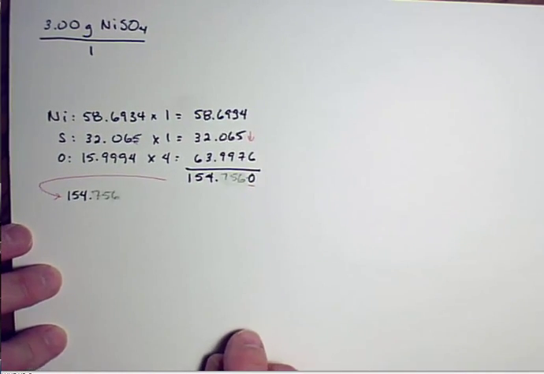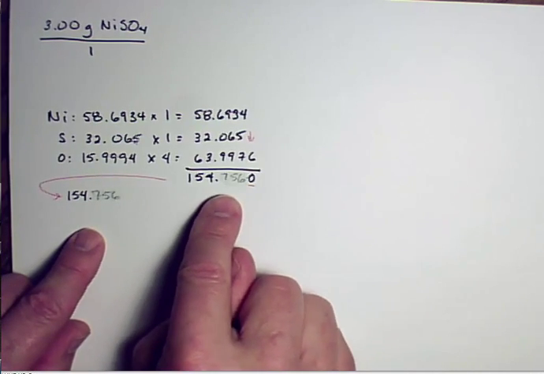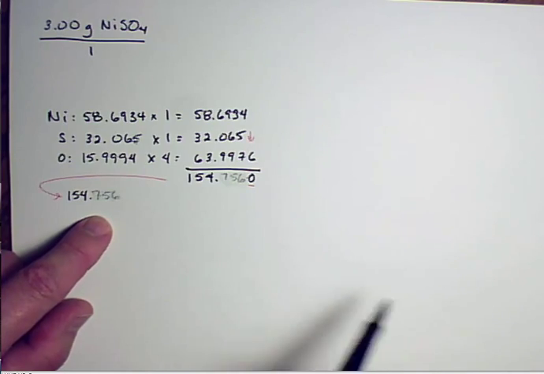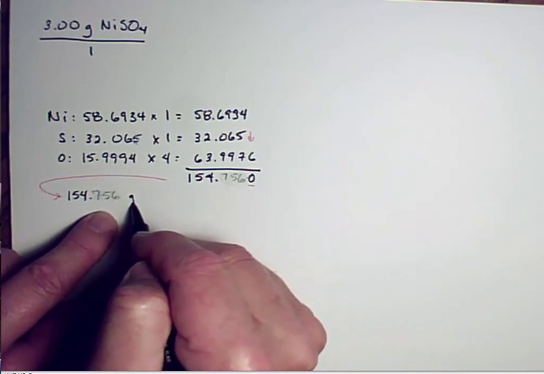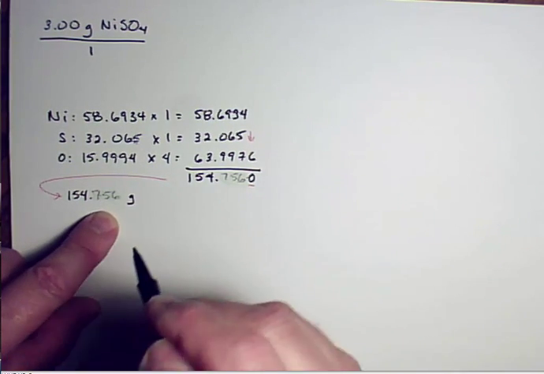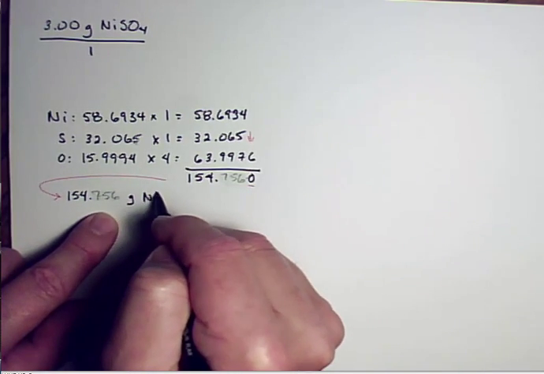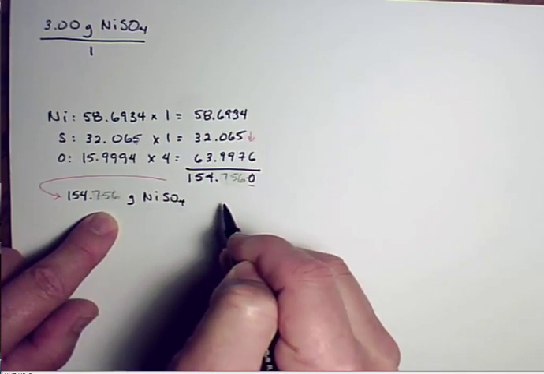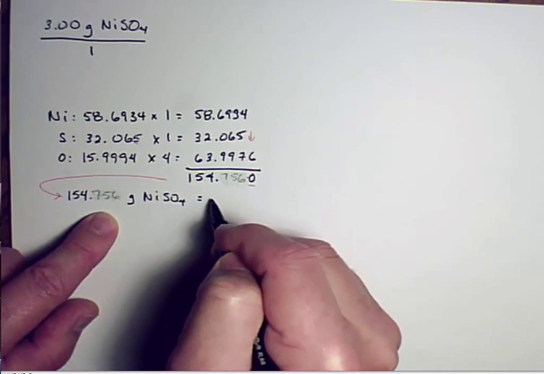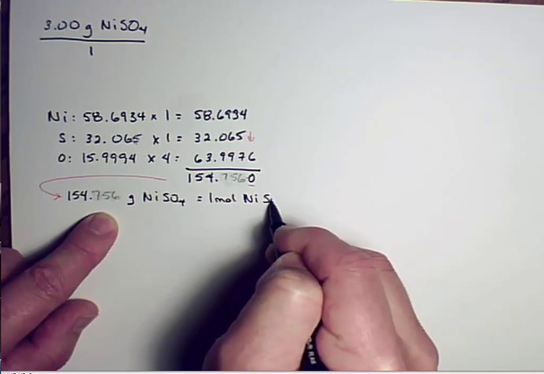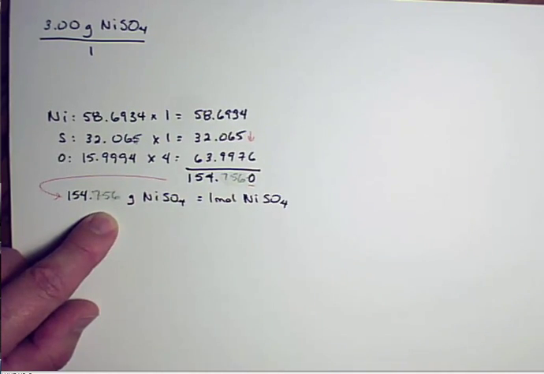All right, so math error here. It should be 154.756 with a 0 at the end. And that rounds off to 154.756, and you have to write it down. It has to be on your paper, or you lose points. Grams of, in this case, nickel sulfate equals 1 mole of nickel sulfate, okay? You have to have it.